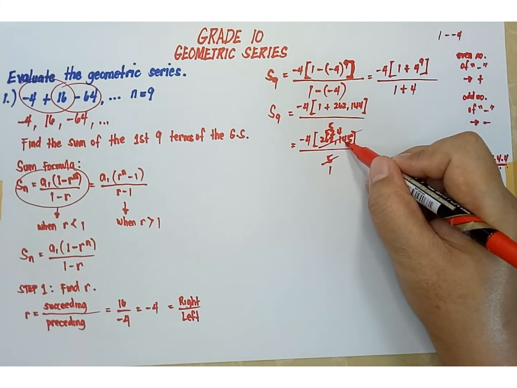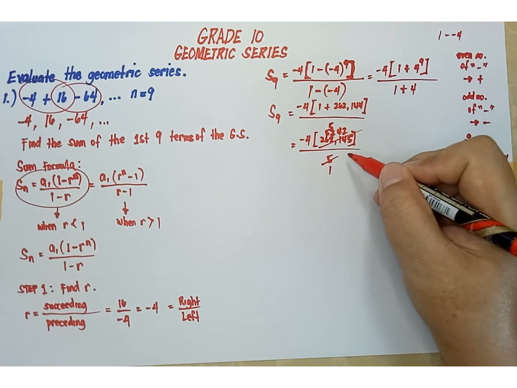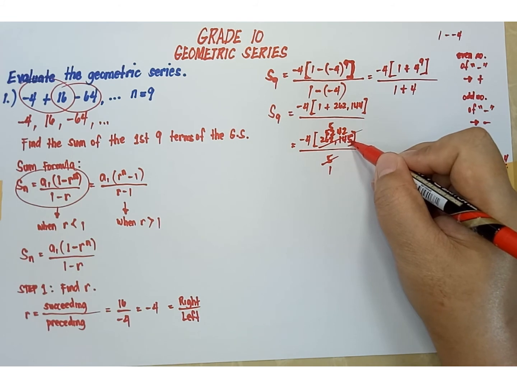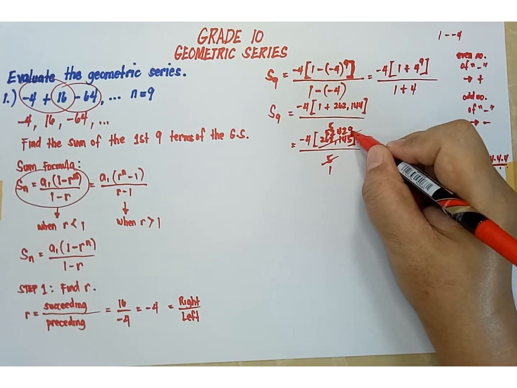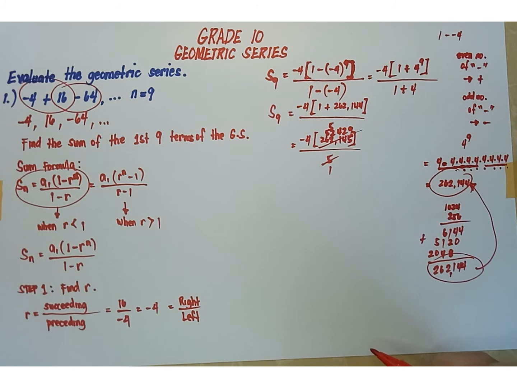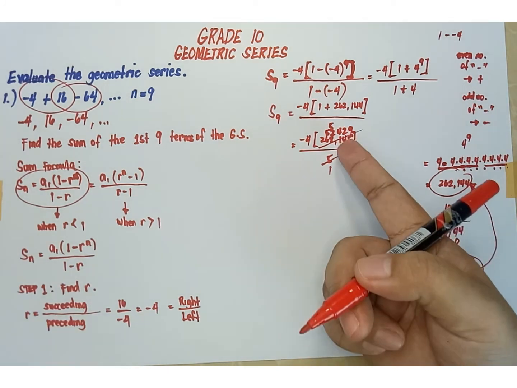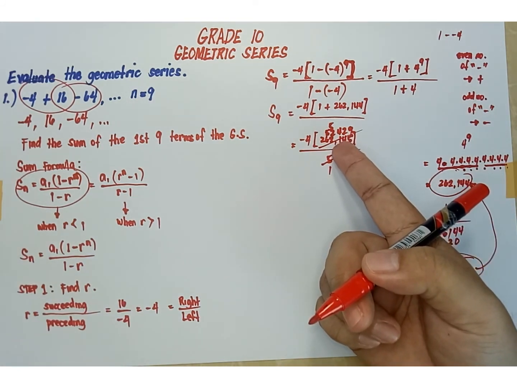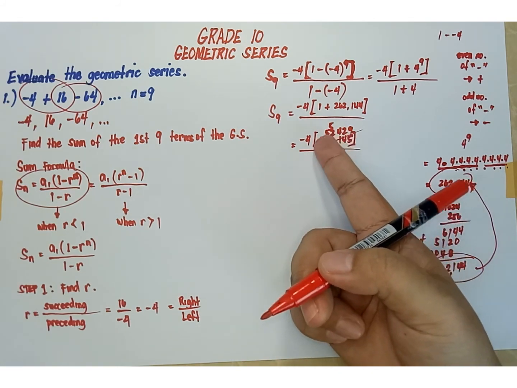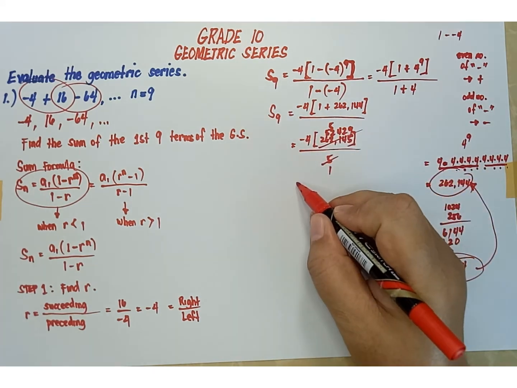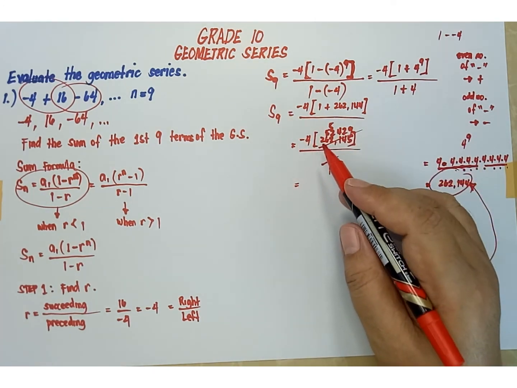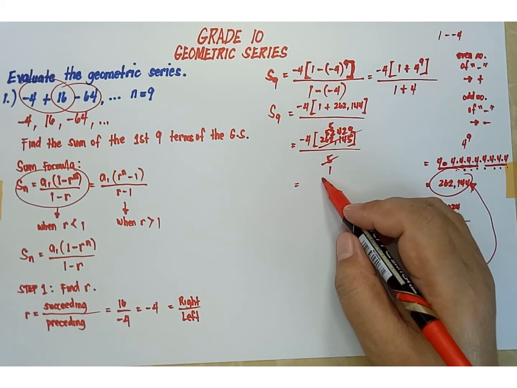Yung remainder 1 mo, itabi mo sa 4, 14 divided by 5 is 2, remainder 4. Yung remainder mo na 4, itabi mo sa 5, 45 divided by 5 is 9, remainder 0. So it's remainder 0 because this is divisible by 5. After simplifying, after reducing, pwede tayong mag-multiply. Pwede na tayong mag-multiply to get the final answer.